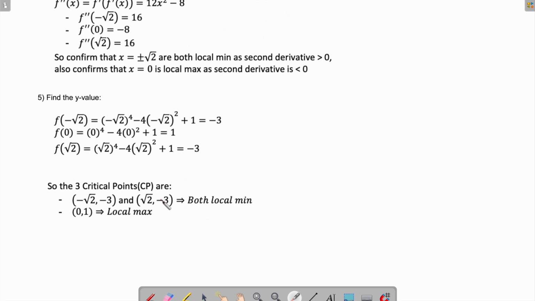So therefore we can see both of these are local mins because they both have the same y value of negative 3. Let's say in a different world, this was negative 3.1, then we'd only have this one as our local min, as the y value would be lower. But since the y values are both the lowest points within that range, we have two local mins, and one is the highest y value within that range, so we have one local max.